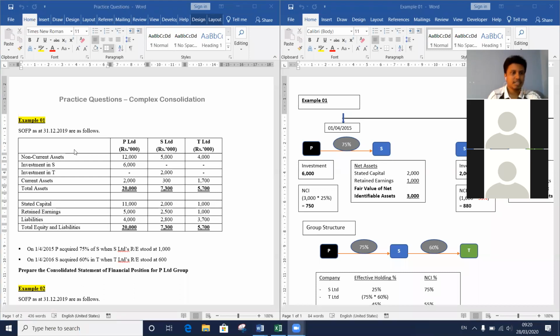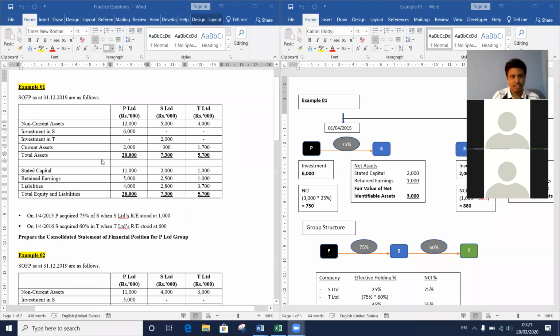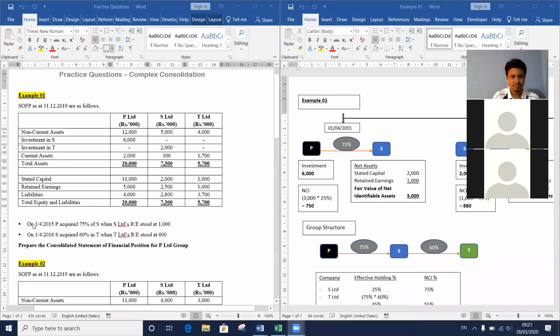Statement of financial position as at 31st December 2019 are as follows. P Limited, S Limited, and T Limited separate financial statements as at 31st December 2019 are given, and we have been given the acquisition details as well. Right, first point. On 1st of April 2015, P has acquired 75% of S when S Limited's retained earnings stood at 1,000.